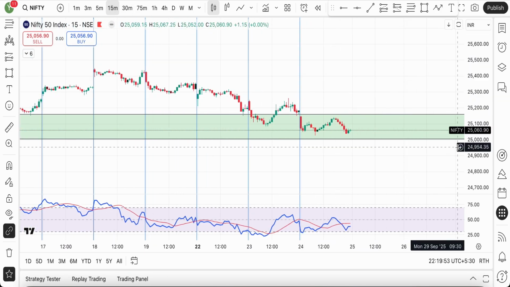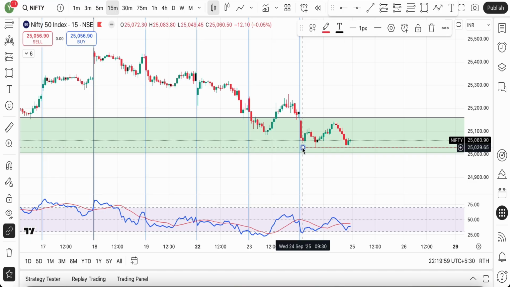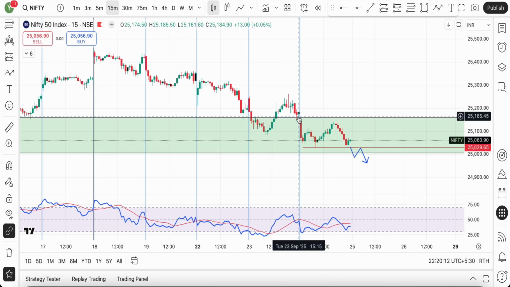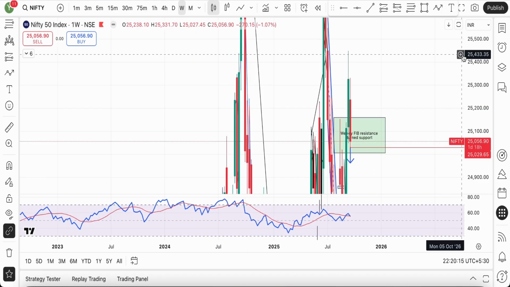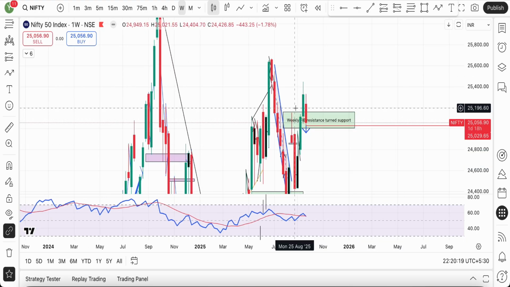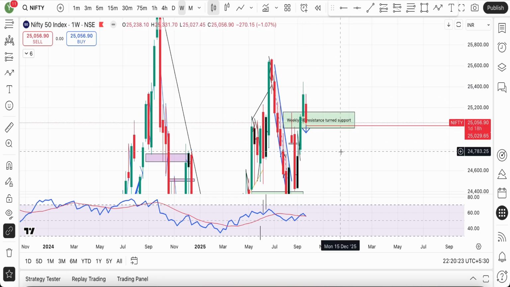For tomorrow, we'll keep the plan of action extremely, extremely simple. We'll mark the day's low. Below this, we are short. We are very close to the bottom of this particular support zone as well. Now, this was the weekly time frame. This was the resistance of this entire up move, which once broken out turned into a support zone. That is why we have it marked around here.